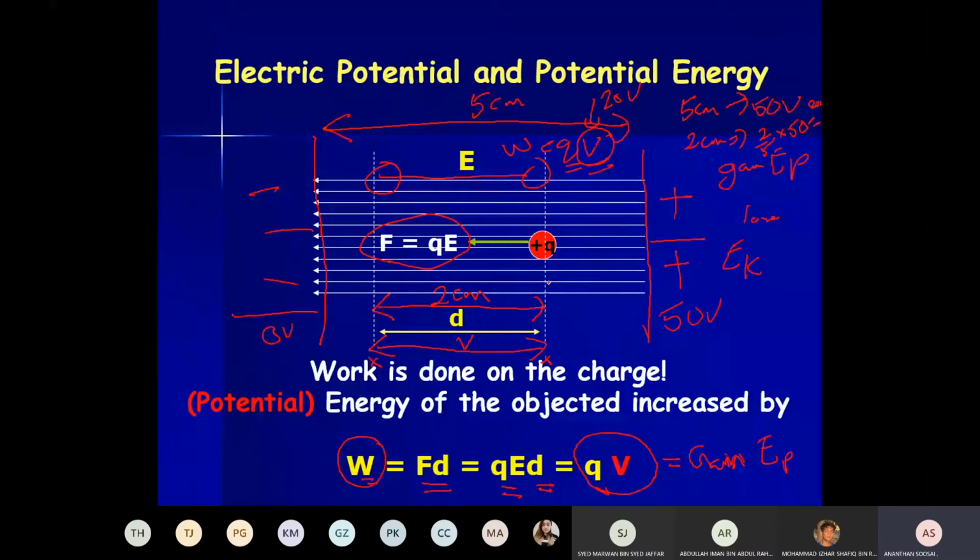Positive getting close to the positive plate should slow down, so it must gain potential energy, the potential to do work. Okay, any question from this slide? Okay, just an introduction.